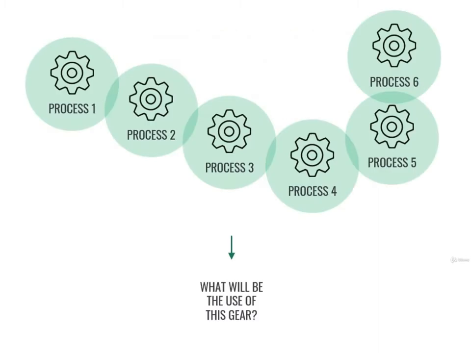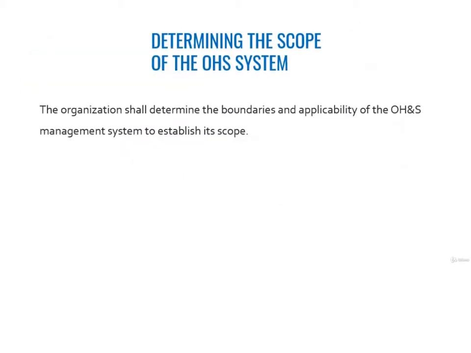In the first lessons, we said that our management system will be like an engine made of many different gears. We have to state somewhere what we want to do with this engine. Technically, before even starting to build your management system, you will need to have a clear idea of what will be the use of it. So let's proceed and see what the standard asks us regarding this matter.